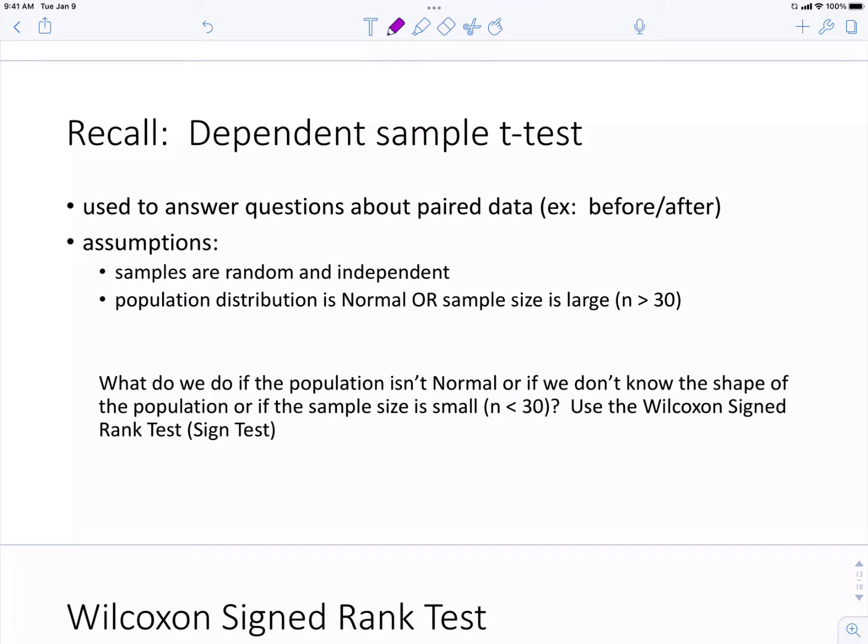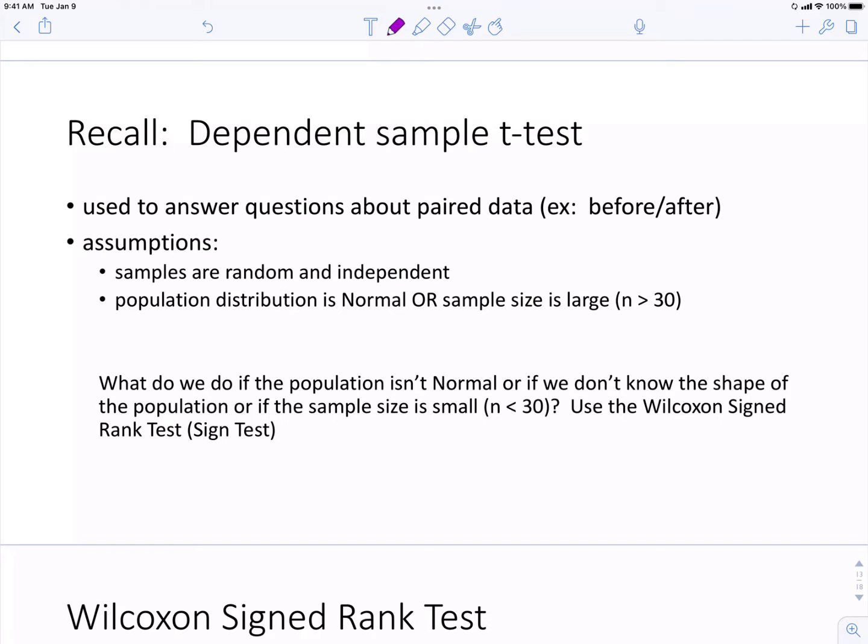A second test that we covered previously was the dependent sample t-test, and it was used to answer questions about paired data. For example, before and after data is a very common study design. Each subject is assigned to two conditions, before and after, so each subject gives us two data points, and those data points are a pair.